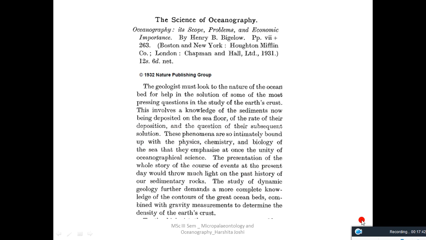Okay, so in order to present the whole study, you should know sedimentology also, you should know paleontology also, you should know physics also, chemistry also, and then you should even know geodynamics to understand it. Okay, I'll attach this paper so you can study from there.